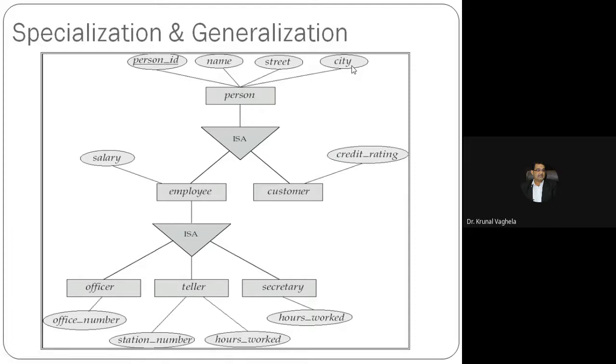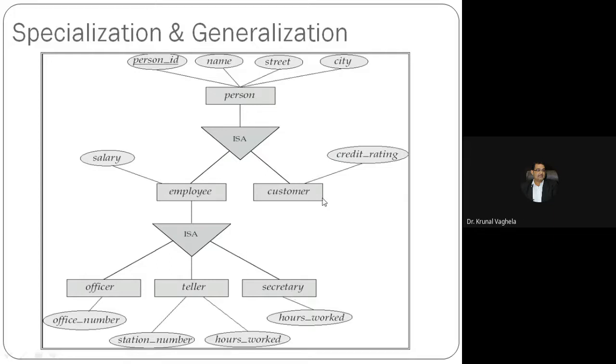Now the person can be either an employee or a customer. So what we are doing is specialization. A person can be either an employee or a customer, so we are categorizing or specializing it. Now an employee can be further specialized into officer, teller, cashier or secretary. Teller means the person who makes the bill.